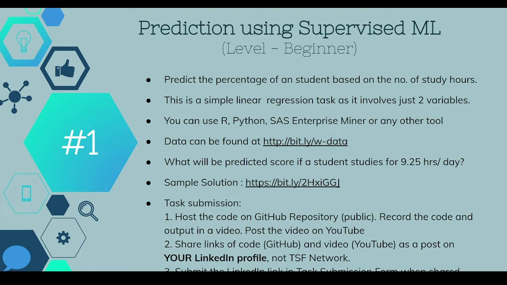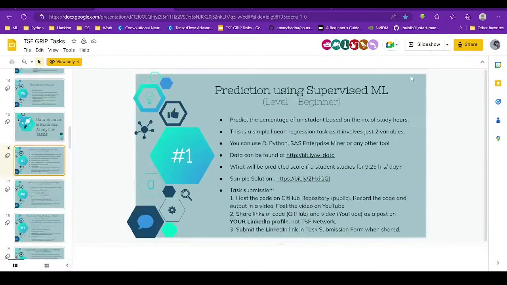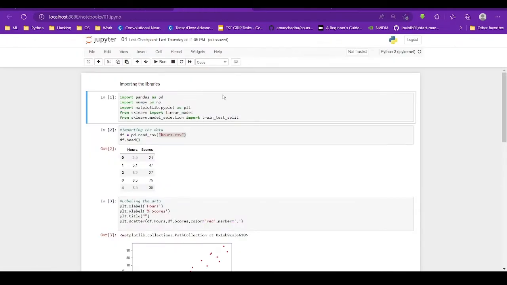The first task of data science and business analytics is to predict the percentage of a student based on the number of study hours. This is a prediction using supervised machine learning, and the code is as follows.